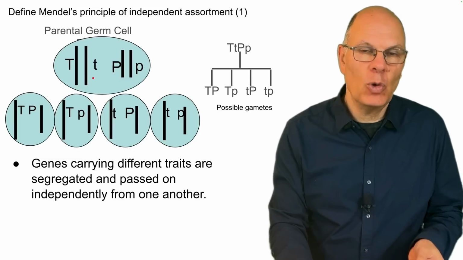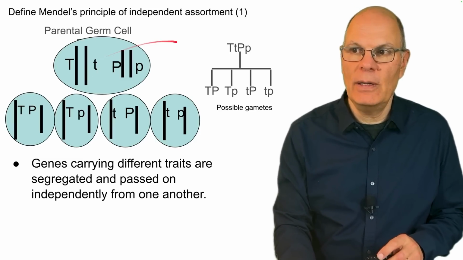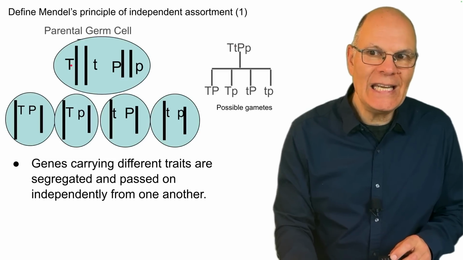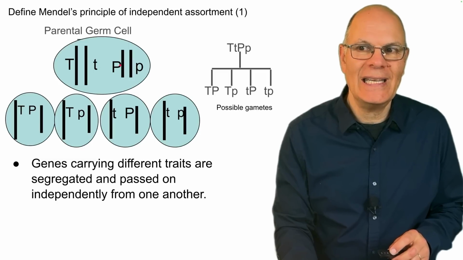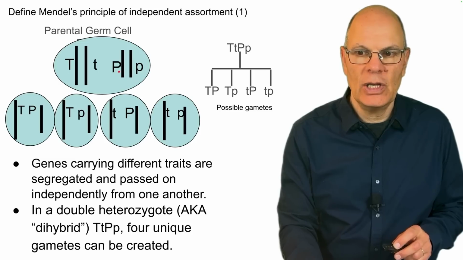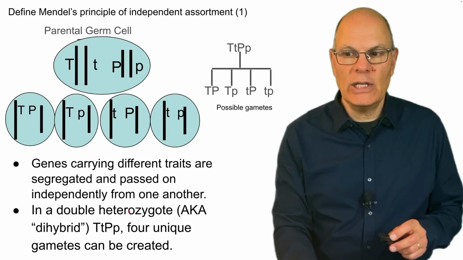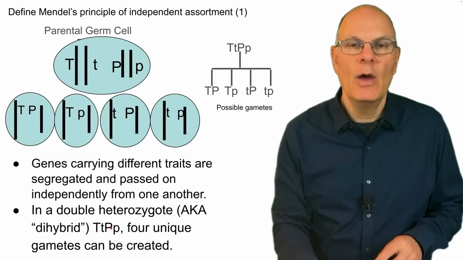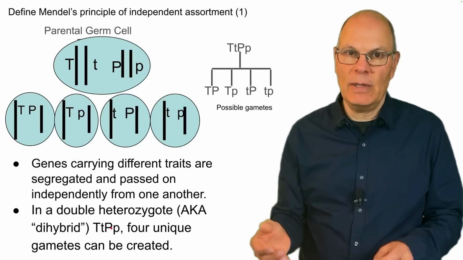So in an organism that's dihybrid, big T, little t, big P, little p, the way that the T gene pair gets passed on is independent from the way that the P gene pair gets passed on. And therefore, in a double heterozygote, a dihybrid, big T, little t, big P, little p, 4 unique gametes can be created.